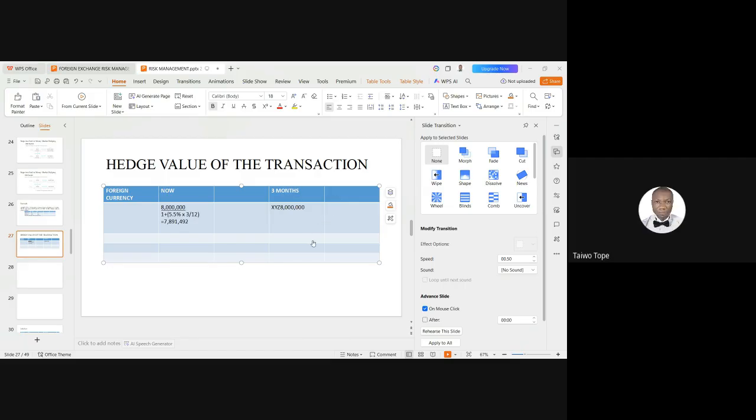It's clear that for you to get 8 million in the next 3 months, how much do you need to borrow? 7,891,492 SYZ. So if you borrow 7,891,492 now, it will result into 8 million in the next 3 months, that is plus your interest. By the time it is 3 months, it will have grown to 8 million, including your interest.